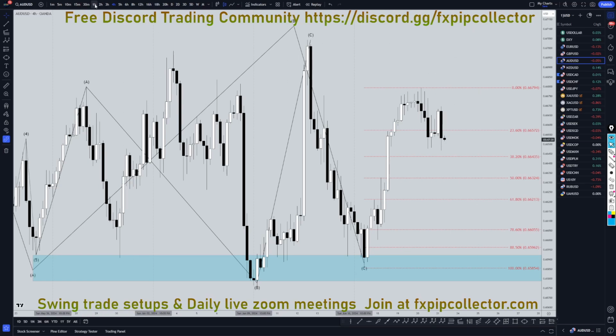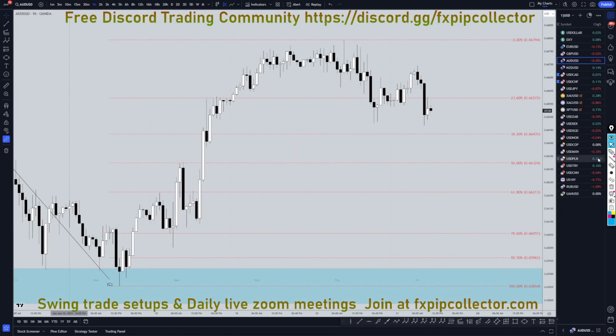So going down to the 1 hour time frame. On the 1 hour time frame, we definitely got the end of a trend here. We definitely got the end of a five-wave pattern to the upside. I would expect this first move down right here to be a wave A. I would expect this right here to be a wave B.